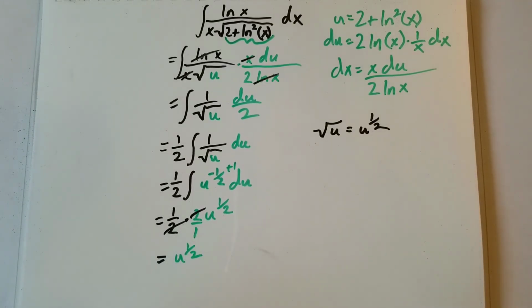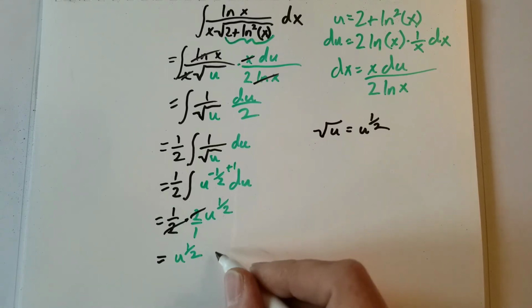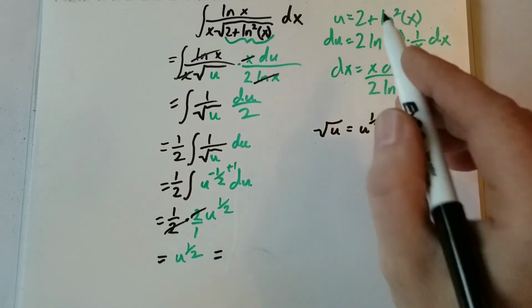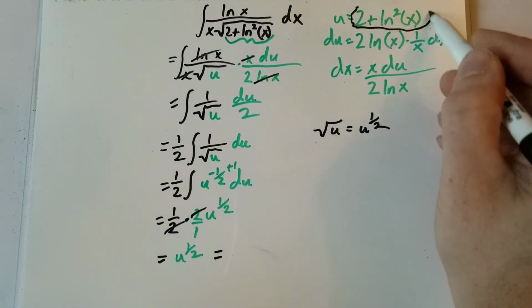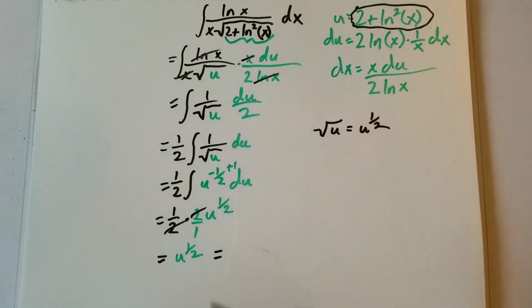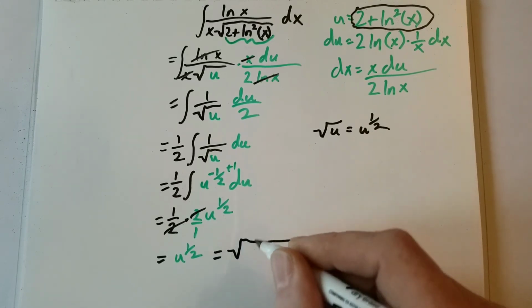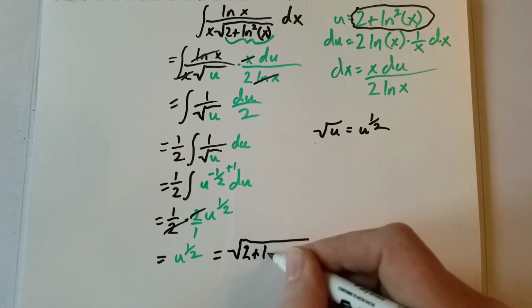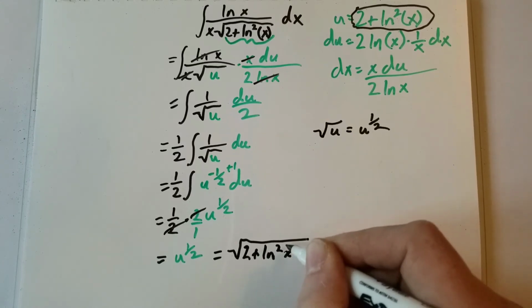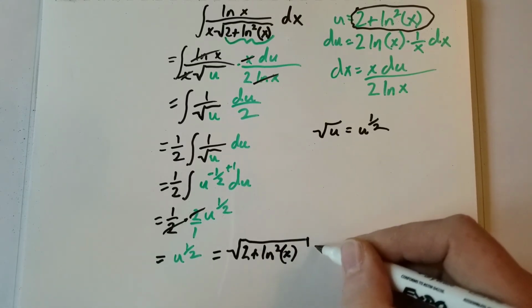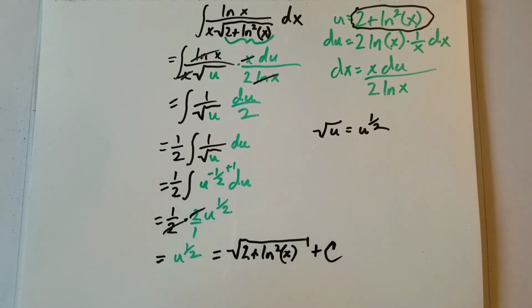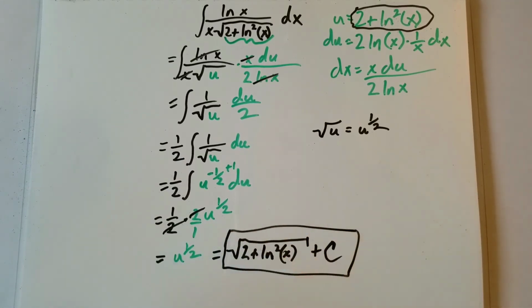Now u to the 1/2, well, our u was this up here. So we've got to put that back in for u, and because it's to the 1/2, it's going to be a square root of 2 plus the natural log squared of x, and our plus c, because it's an indefinite integral. And that is the answer to this integration problem.